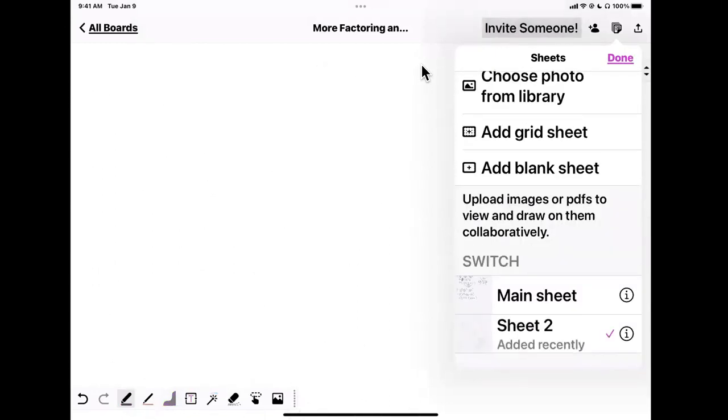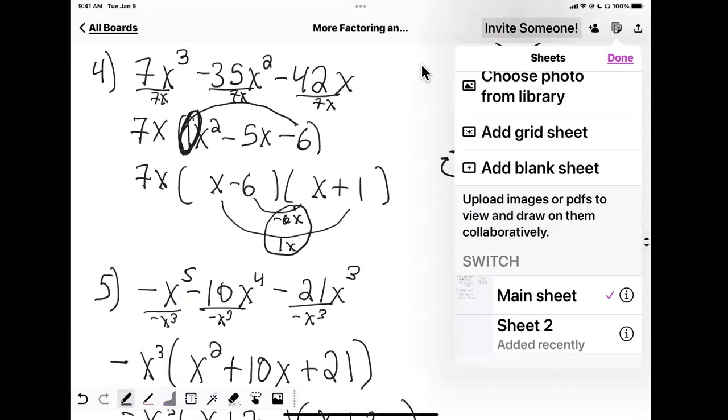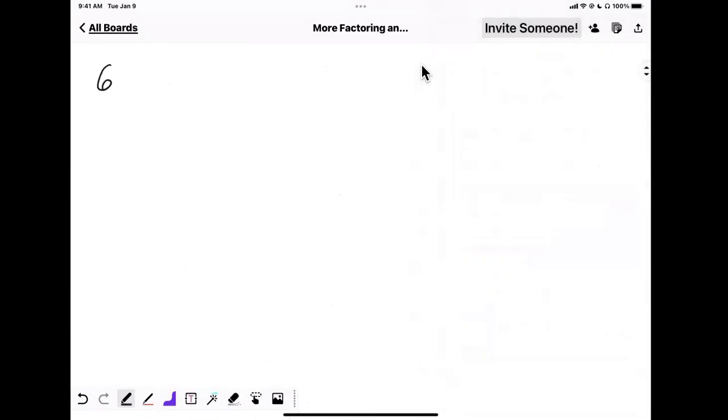You never have enough practice factoring. That was 5, so I'm on 6. Okay, so now we're going to mix it up a little bit.